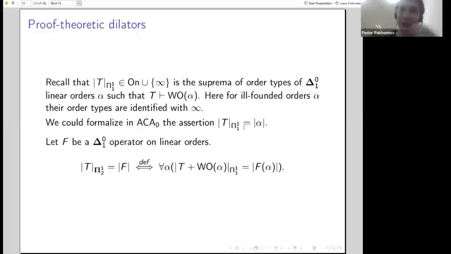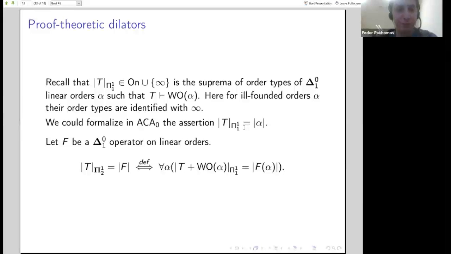Okay, so finally, what I want to do is to apply this kind of conservation results to the ordinal analysis of theories defined in terms of iterations of the second order reflection principles that I have considered before.